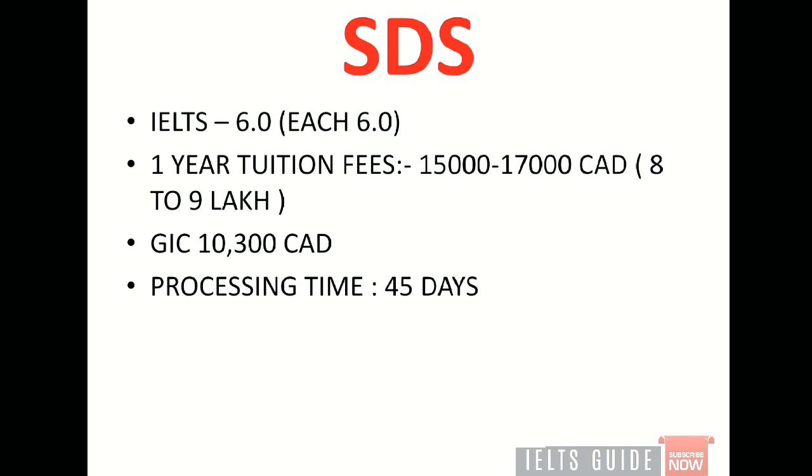Okay, so remember the IELTS score, and you must be financially stable to pay 1 year tuition fee, which is 8 to 9 lakh approximately. And also you have to add GIC, meaning 5.50 lakh more. So if you are able to pay 14 to 15 lakh, then you can apply for SDS. Okay, and the processing time for this visa is less, 45 days only.